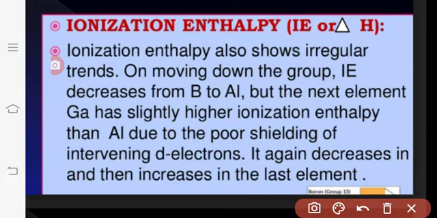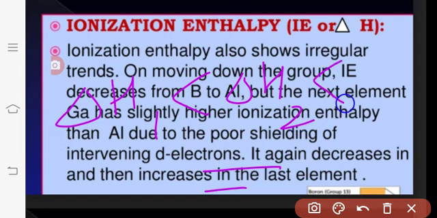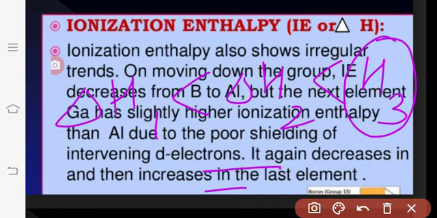Now, the first ionization energy of these elements, in what order is it? The first is small as compared to the second, and as compared to the third, the third is the highest. The total of the three successive ionization energies is very high because these elements have very little tendency to form trivalent ions.